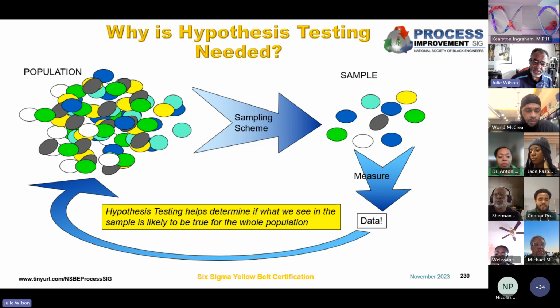So we have some kind of a sampling scheme. We analyze those samples, we measure them, we collect data. And the hypothesis testing helps to determine if what we see in the sample is likely true of the whole population. So in other words, those 10 samples that we pull out every day, are they truly a reflection of what's going on with the entire production for that day?